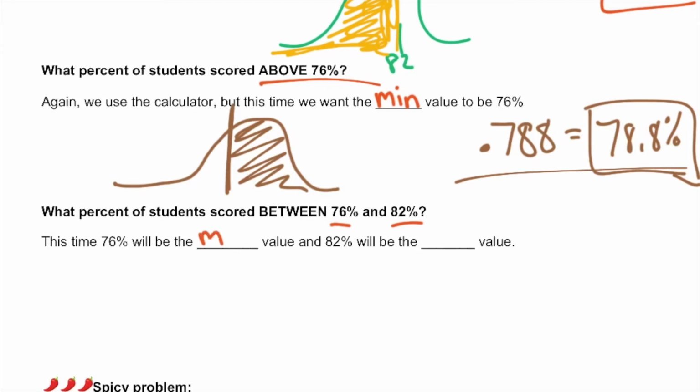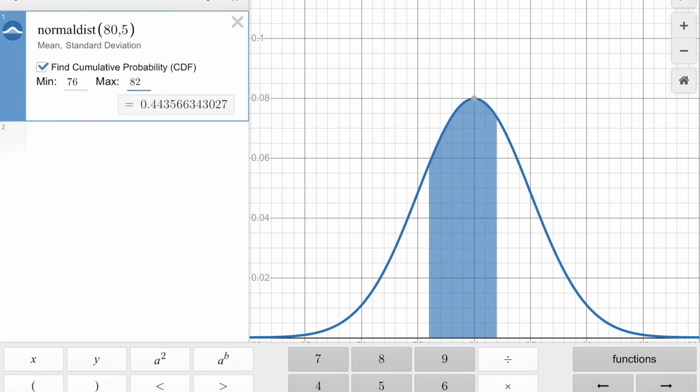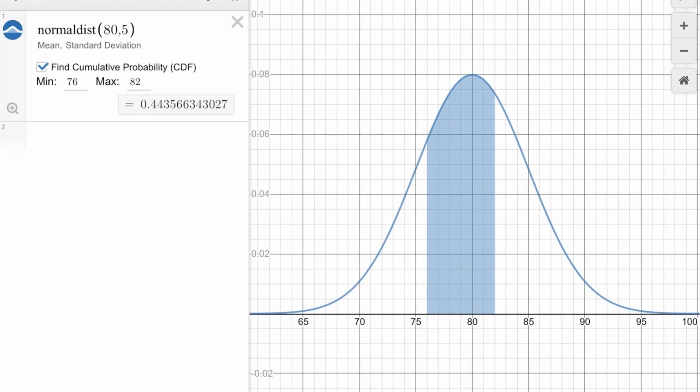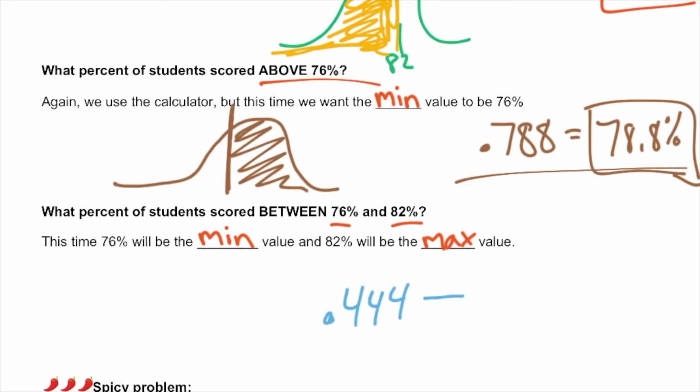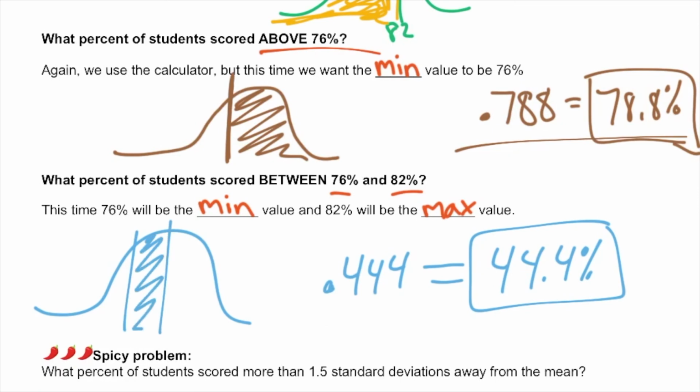Our last regular problem, we want the percent of students between 76 and 82. So that means our minimum is going to be 76, and our maximum is going to be 82. Let's go back to Desmos. So I'm going to change the minimum to 76. We'll see it cut off. Change the max to 82. So now only that sliver in the middle is what we're looking at. So we're going to get 0.4, so that's going to be about 44.4% of the students were between 76 and 82.